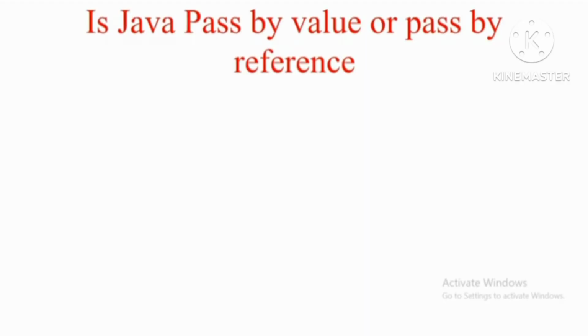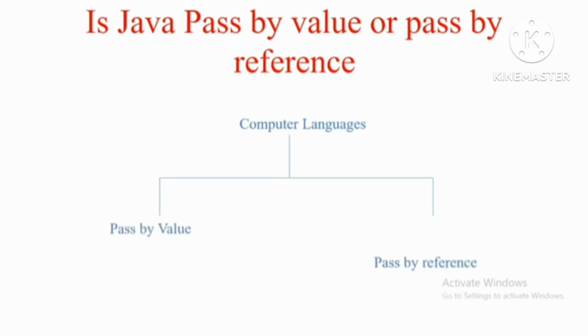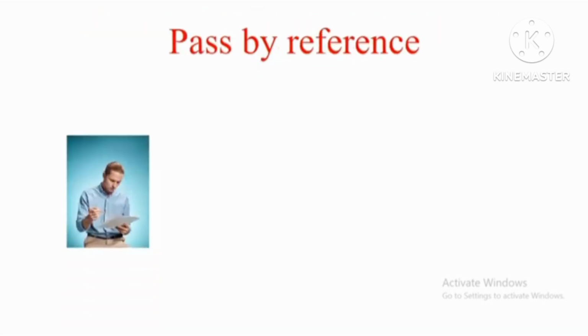Pass-by value or pass-by reference. Any computer language is basically divided into two types: either they are pass-by value or they are pass-by reference. These are heavy terms, right? So let's understand these terms first with a particular scenario and example.